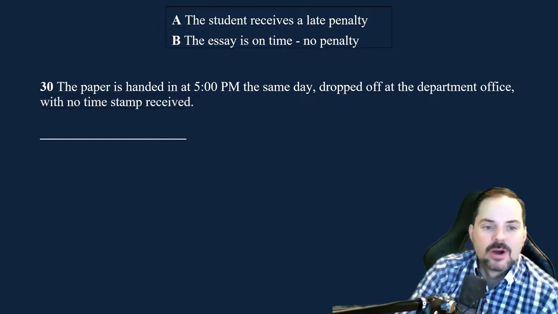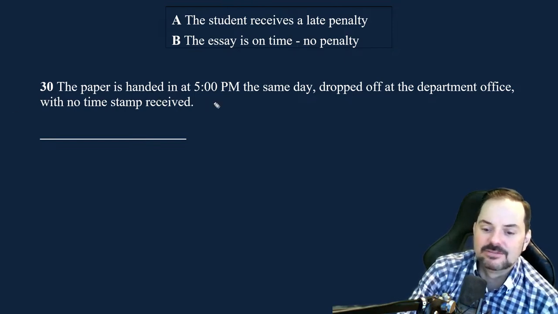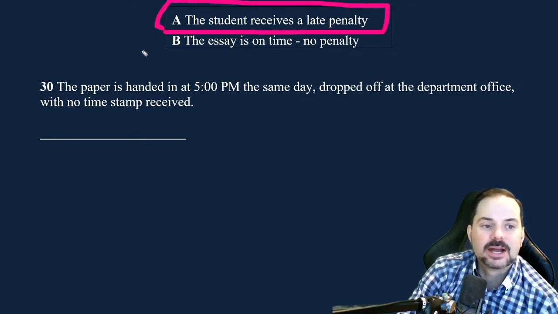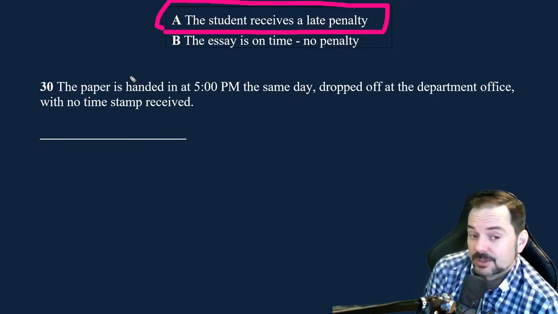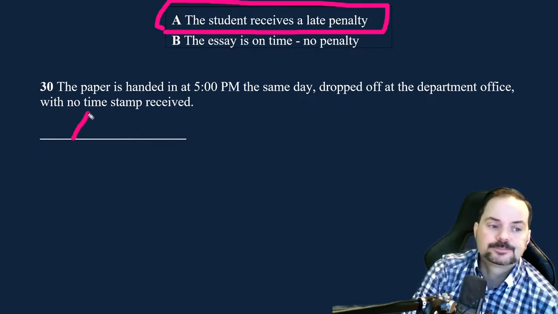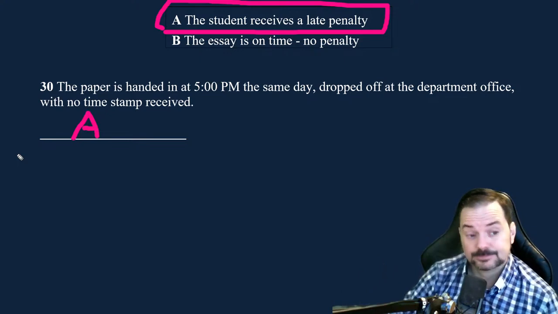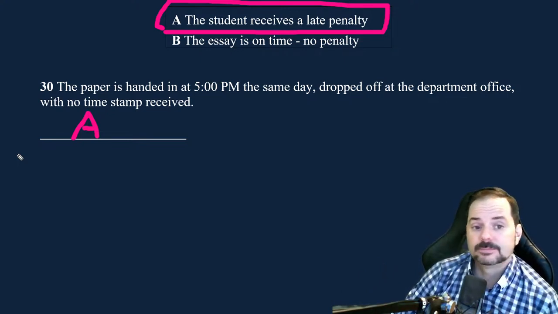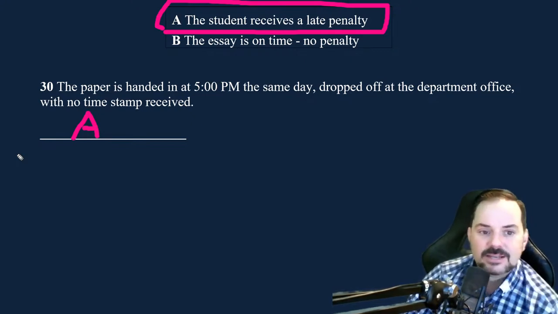The answer is, drum roll please. Tan says it's a lifetime imprisonment. No, we're not quite there yet. It's a late penalty. Now, if you're not sure, you should listen again at home. You can't listen again in the real test. And if you do know that the answer is A, then you should be able to tell me why. Why is this paper or this essay late? Why does the student receive a late penalty?